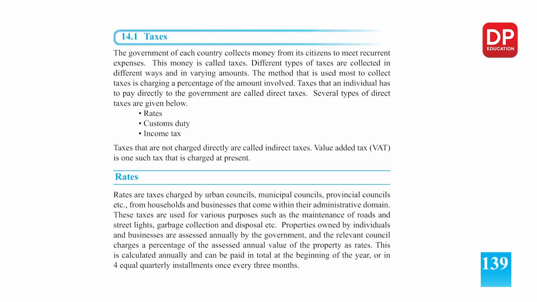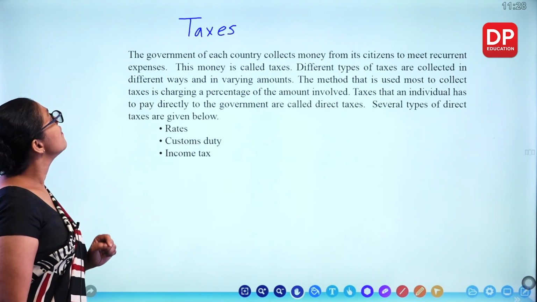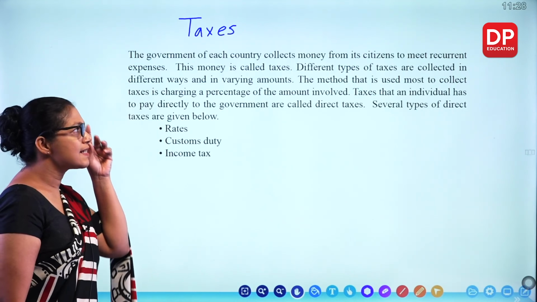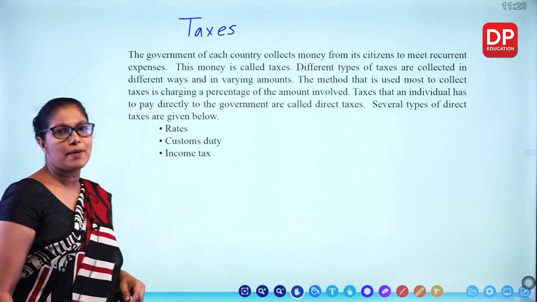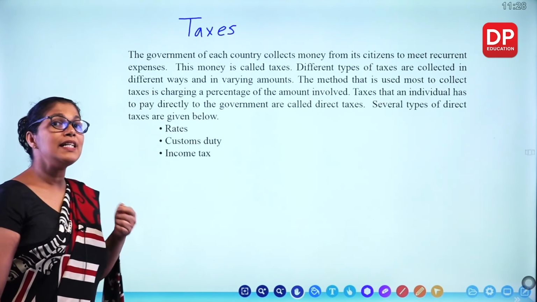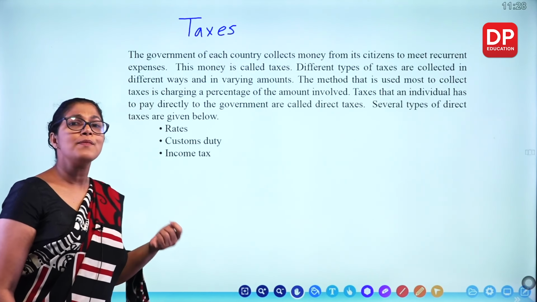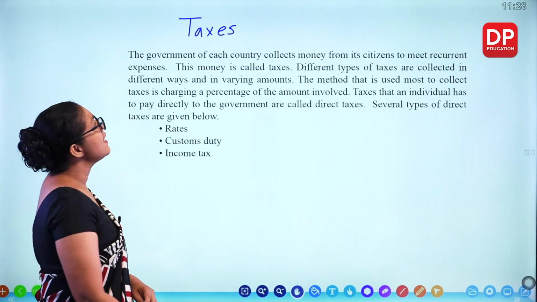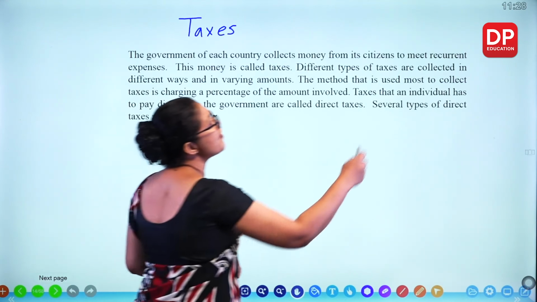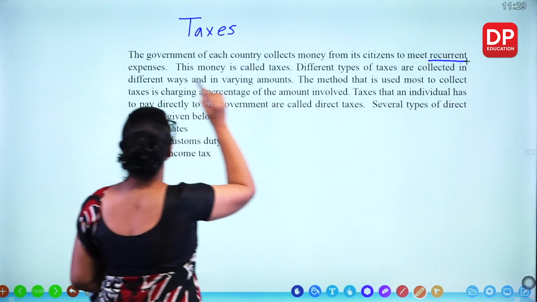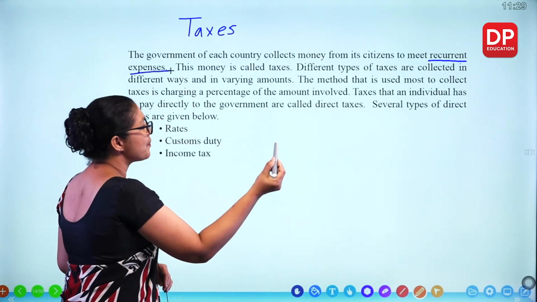Now we'll look at what are taxes. The government of each country collects money from its citizens to meet recurrent expenses. So the government needs money, so they are collecting money from citizens. Why do they need money? For recurrent expenses. What are recurrent expenses?